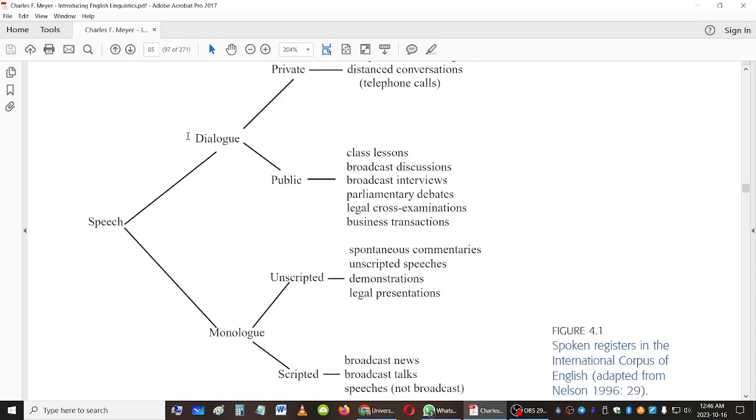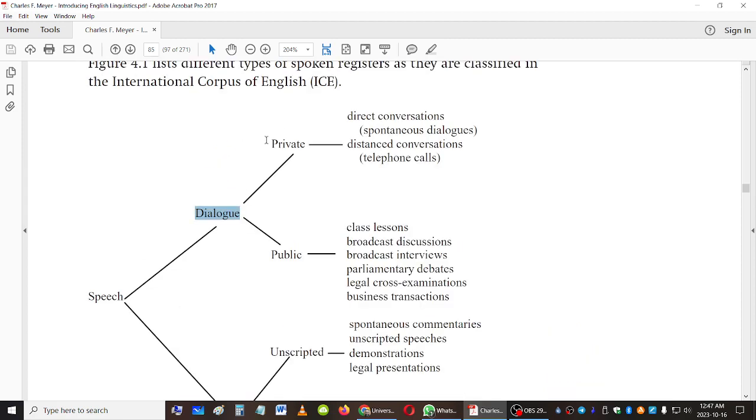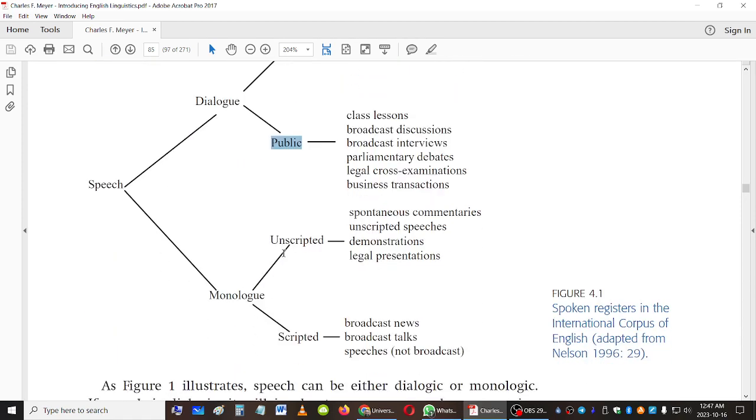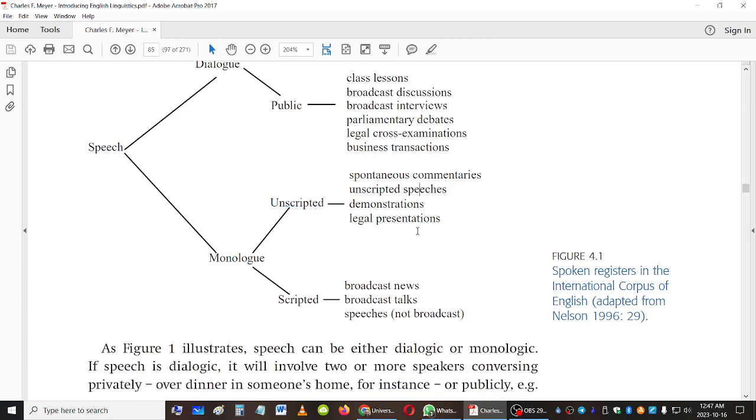A person may be having a dialogue. They may be talking to one person or to a whole audience in public. Maybe the speech is a monologue. It can be scripted, a theater play, for example. Or it can be unscripted, a spontaneous commentary, for example, a demonstration, a legal presentation.